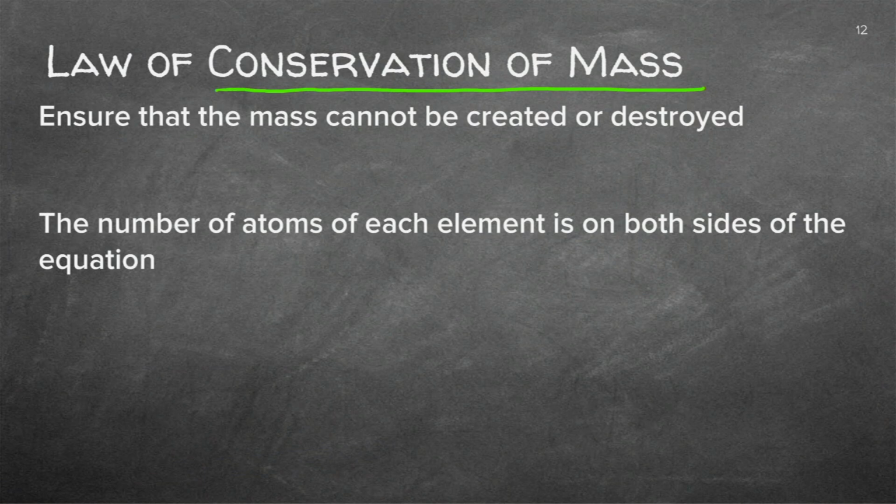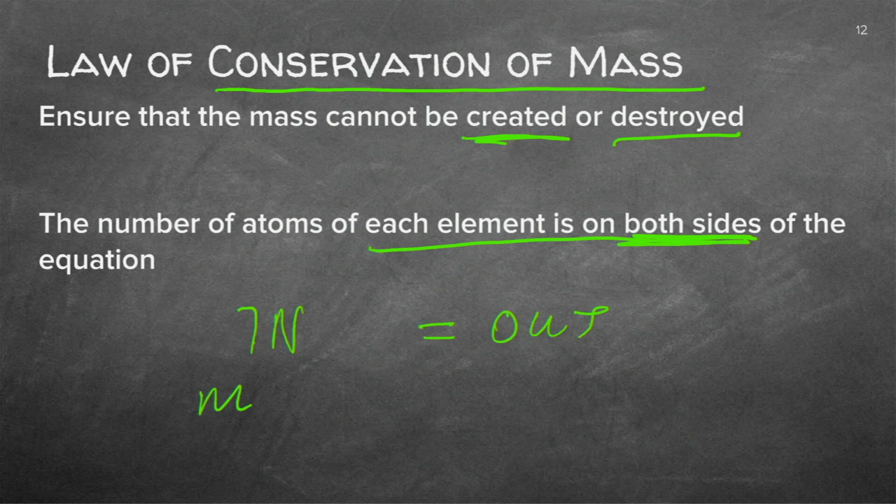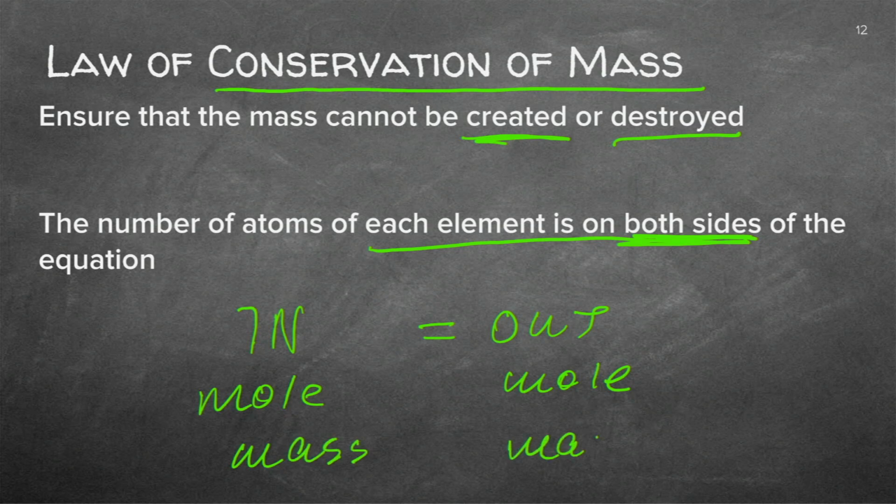You cannot create mass. A reaction cannot make more mass. And it cannot be destroyed. It cannot be less. So the elements will be exactly the same on both sides. What's going in will be going out. The moles going in will be the mole going out. The mass going in will be the mass going out.